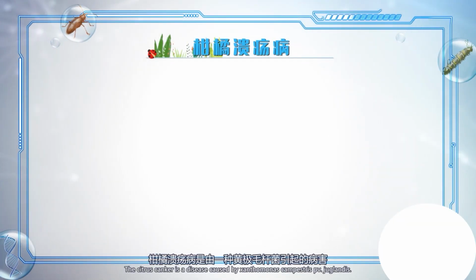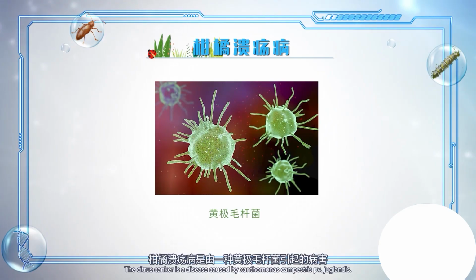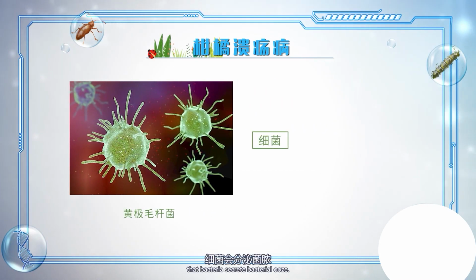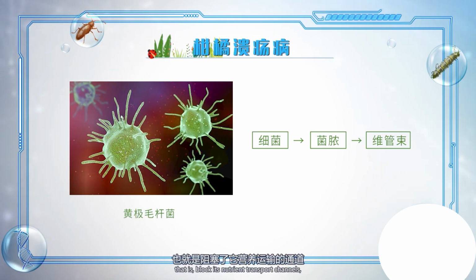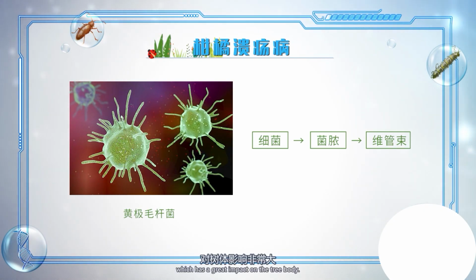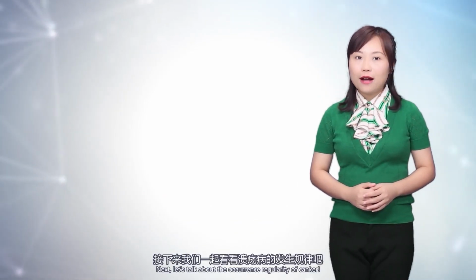The citrus canker is a disease caused by Xanthomonas campestris pv. citri. We all know that bacteria secrete bacterial ooze. The bacterial ooze can block the vascular bundles of citrus, that is, block its nutrient transport channels, and also affect the normal transport of organic matter synthesized by leaves, which has a great impact on the tree body. Next, let's talk about the occurrence regularity of canker.